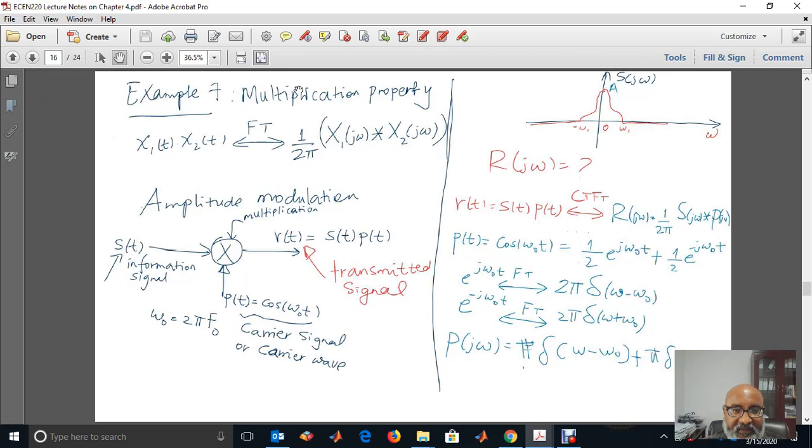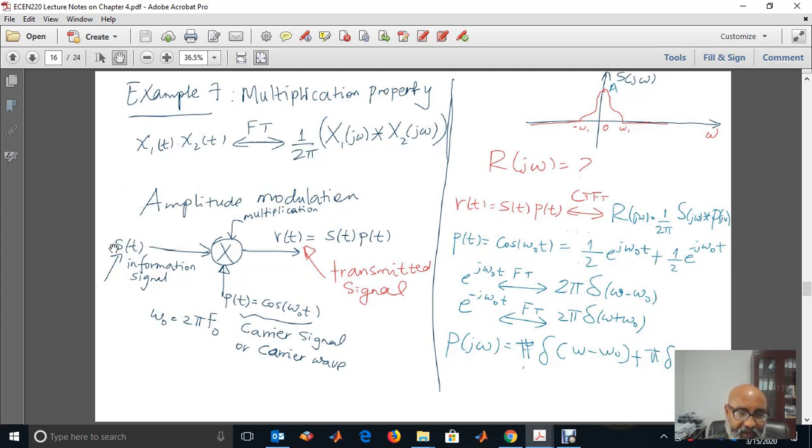Another property is the multiplication property. If I have two signals, x1(t) times x2(t), multiplication in the time domain is convolution in the frequency domain. It's 1 over 2 pi, X1(j omega) convolved with X2(j omega). This is a very important property because in communication theory we have what we call amplitude modulation, or modulation.